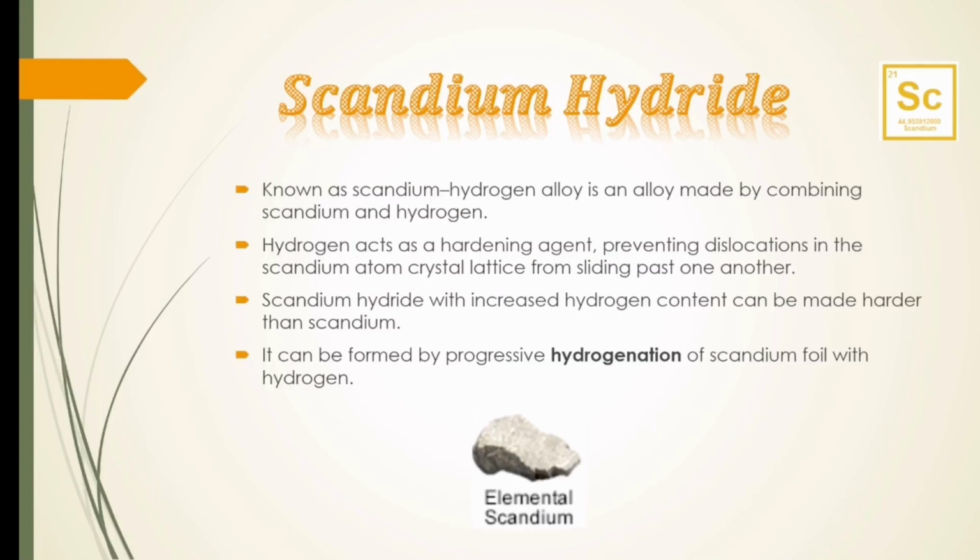Next, we are going to move on to scandium hydride. Scandium hydride, known as scandium hydrogen alloy, is an alloy made by combining scandium and hydrogen. Hydrogen acts as a hardening agent, preventing dislocations in the scandium atom crystal lattice from sliding past one another. Scandium hydride with increased hydrogen content can be made harder than scandium. It can be formed by progressive hydrogenation of scandium foil with hydrogen. The picture shows elemental scandium.